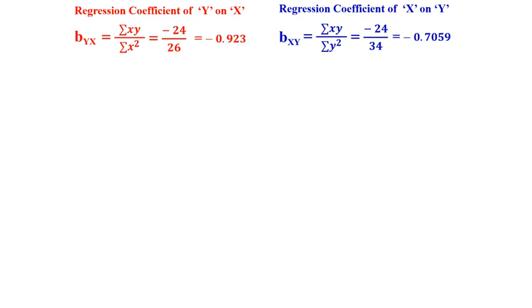Okay, you can make it as 0.71 instead of writing 0.7059. Here also 0.923 is there. You can restrict it to 0.92.